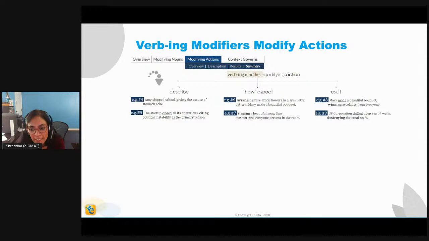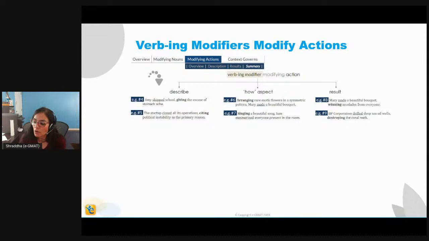Okay, let's take a look at the result. Mary made a beautiful bouquet, winning accolades from everyone. So here the comma plus verb-ing modifier presents the result of the action done by Mary. She made a beautiful bouquet, and as a result, she won accolades from everyone. Same goes with the BP sentence. BP Corporation drilled deep sea oil wells, and as a result, it destroyed the coral reefs. The same idea: the result has been presented in the sentence with the use of the comma plus verb-ing modifier.